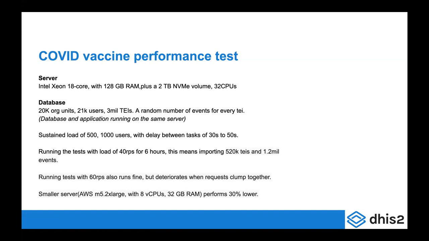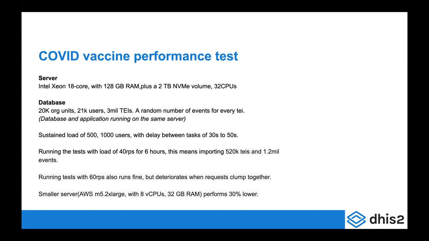We were able to run it a little bit faster, but then it had some deterioration when requests clumped together. So running 60 requests per second would mean around 750,000 new tracked entity instances over 6 hours. But we were starting to see some problems then, starting to see the limits of the server. We can also mention that we ran a smaller server with only 8 CPUs, significantly smaller than the first one, and it wasn't that much slower. It was around 30% slower.